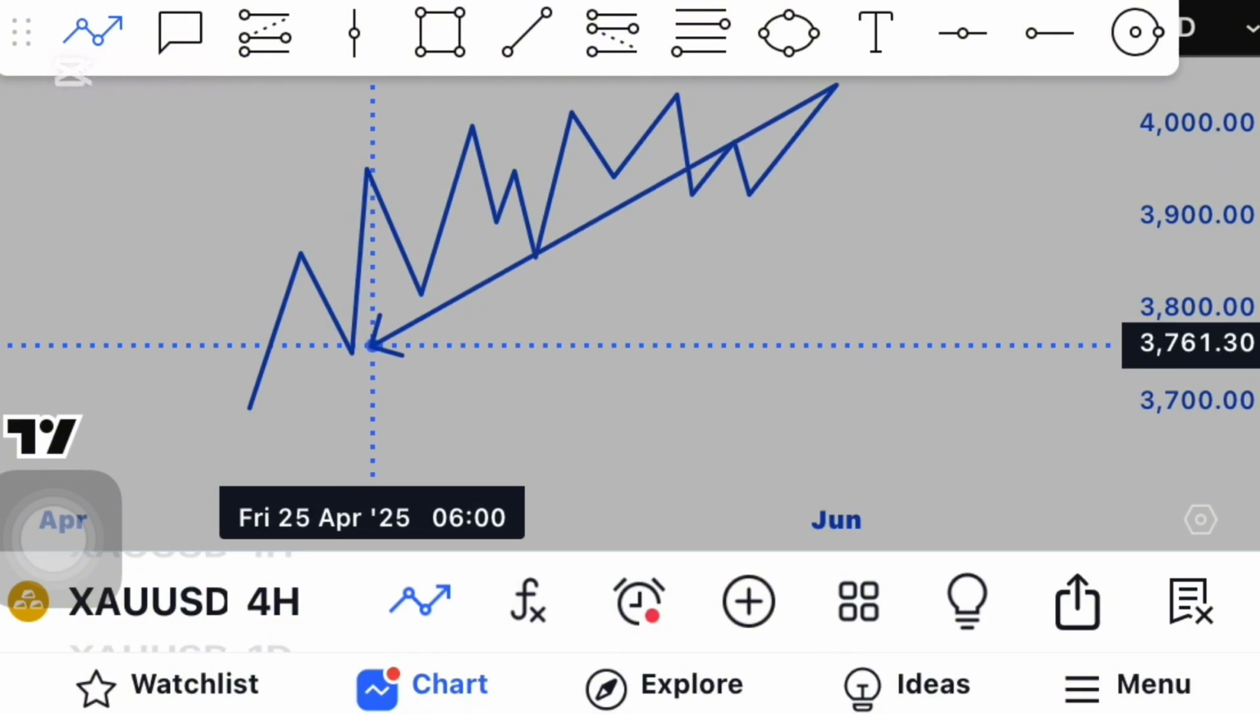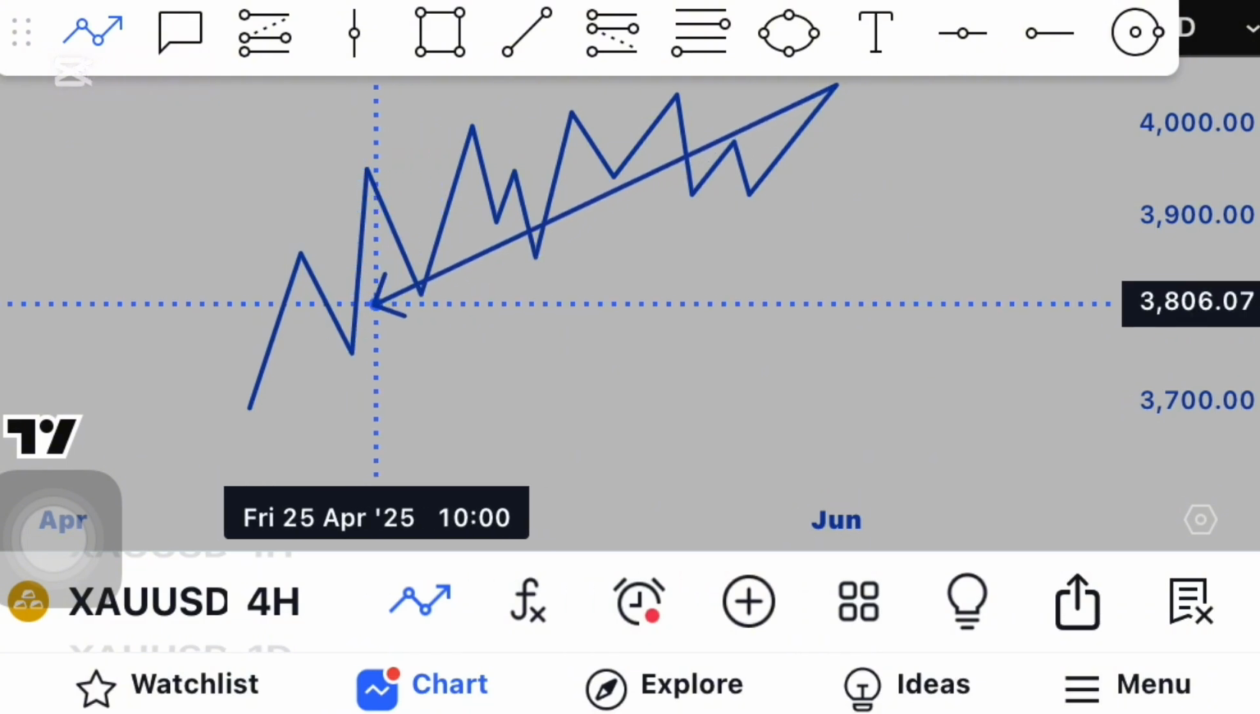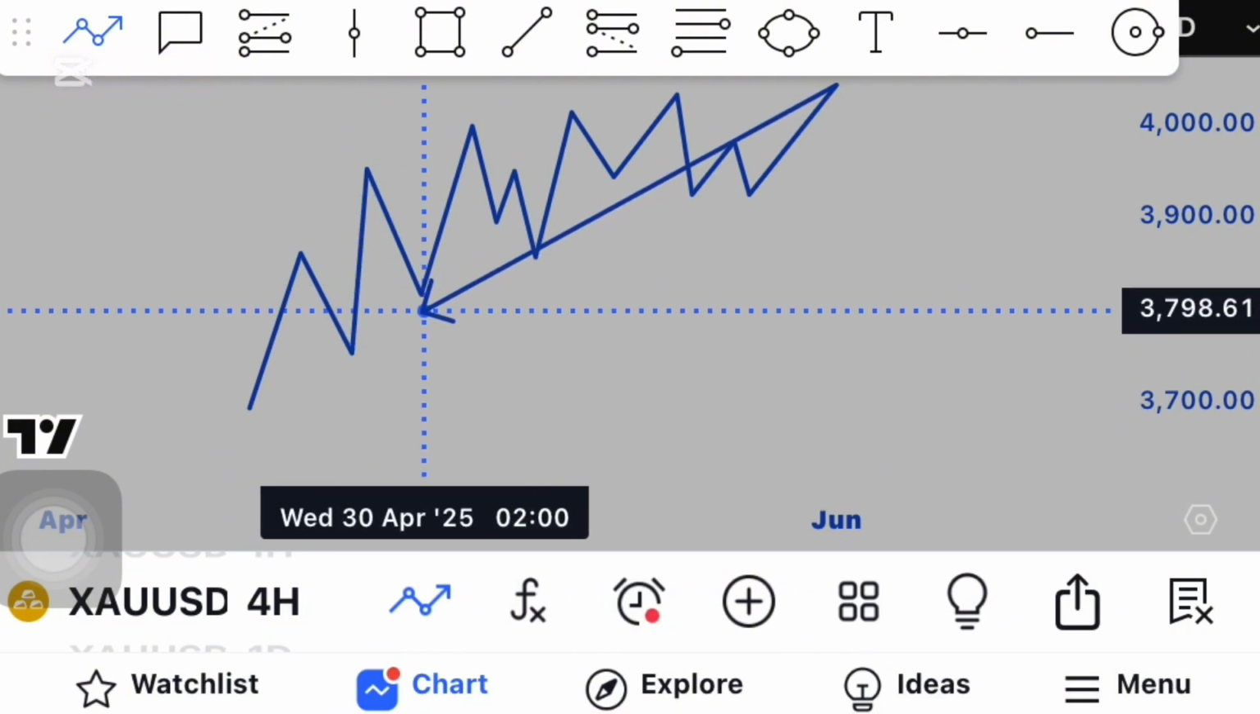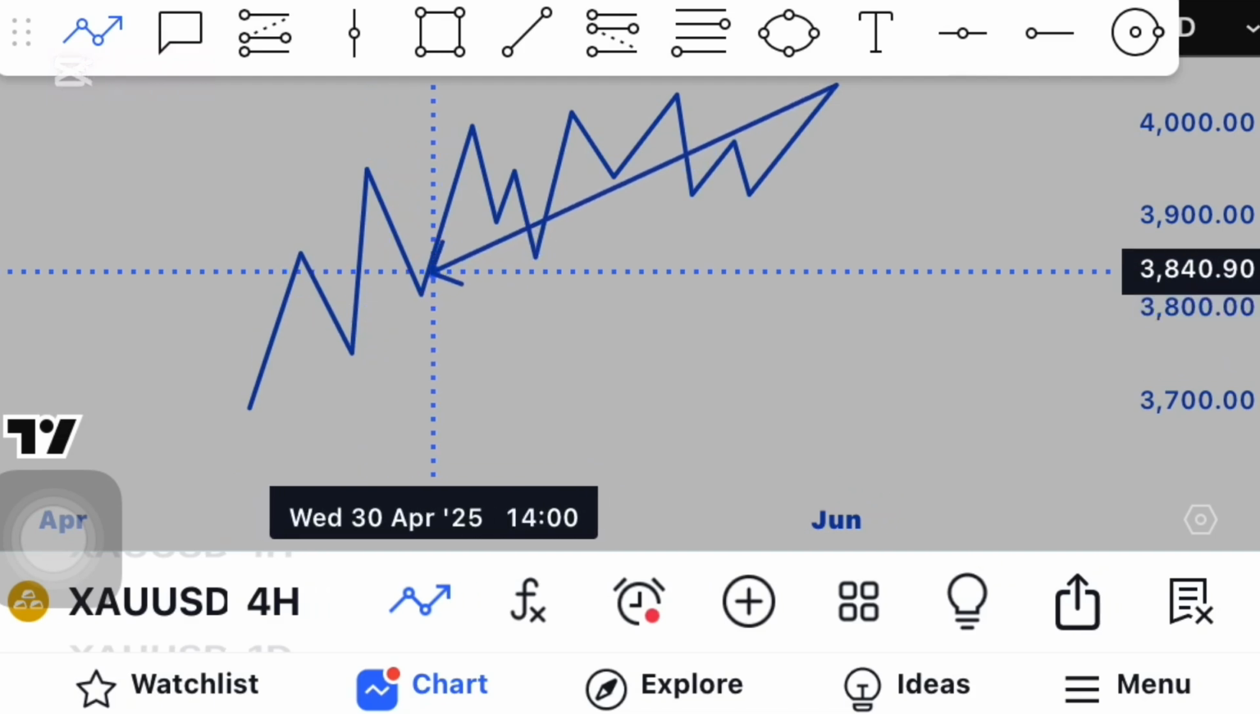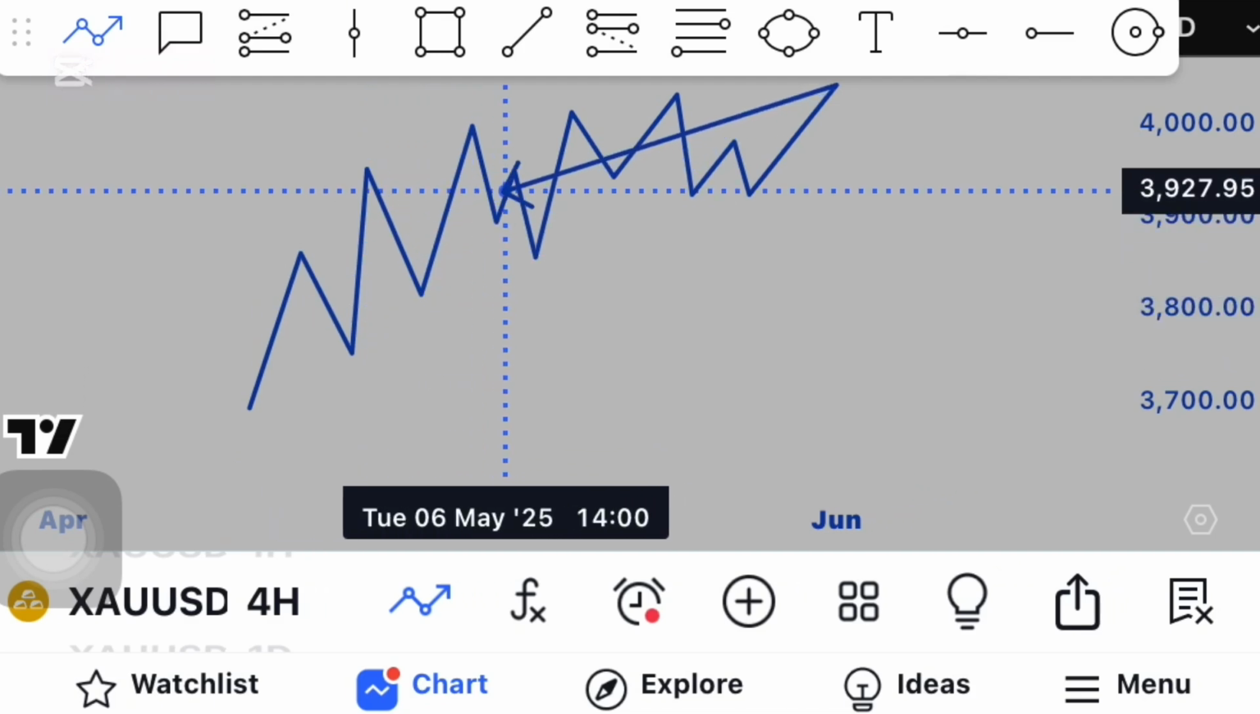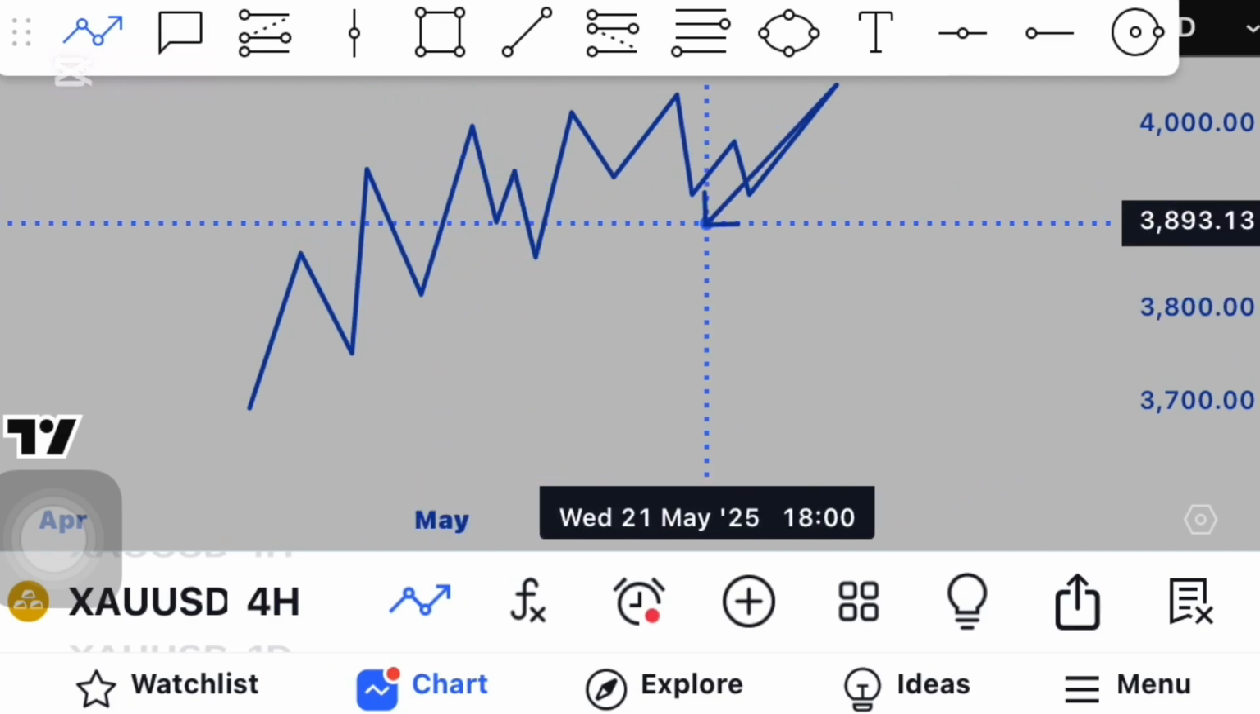And this one is a low. You can see this low is higher than the previous low, so it's called a higher low. You can see they are higher lows.